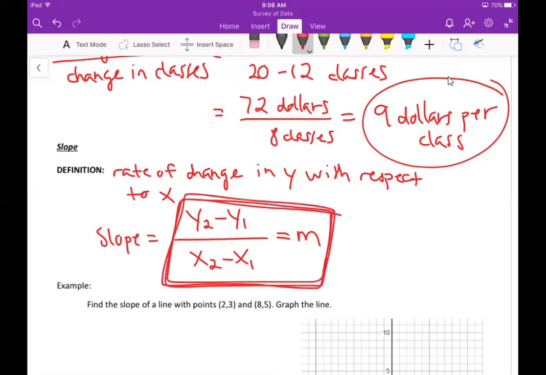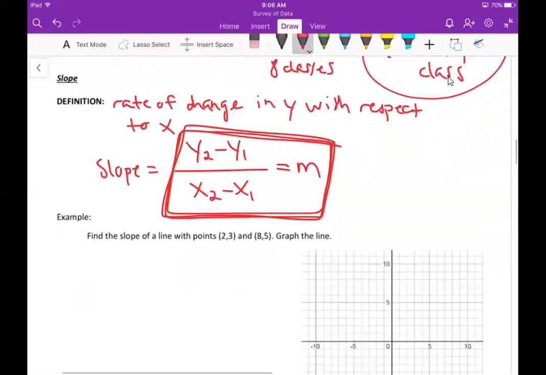Remember, we use things like x bar and a capital M to represent mean and median. We have a lowercase m to represent slope, which is always the second y value minus the first over the second x value minus the first.